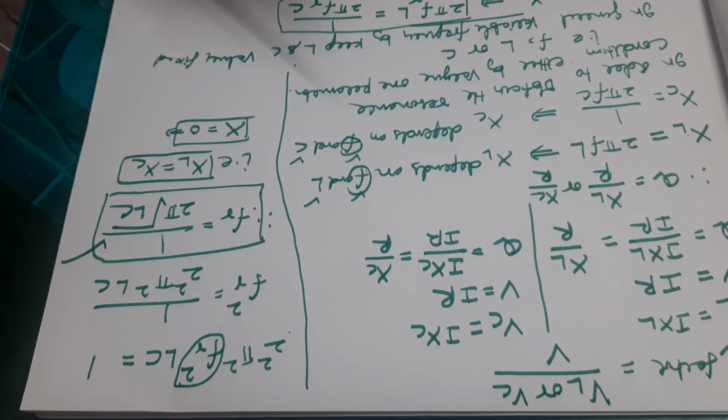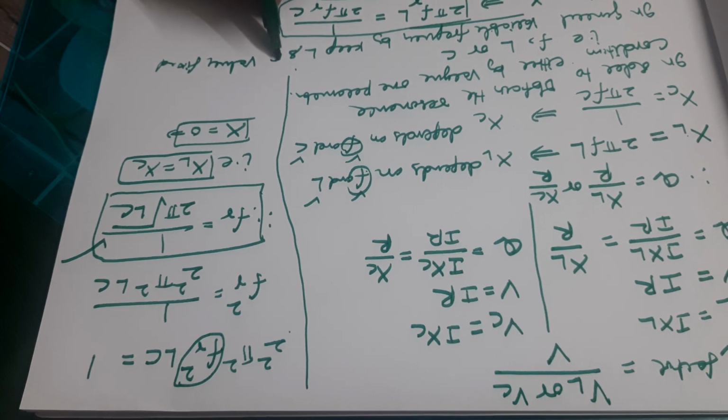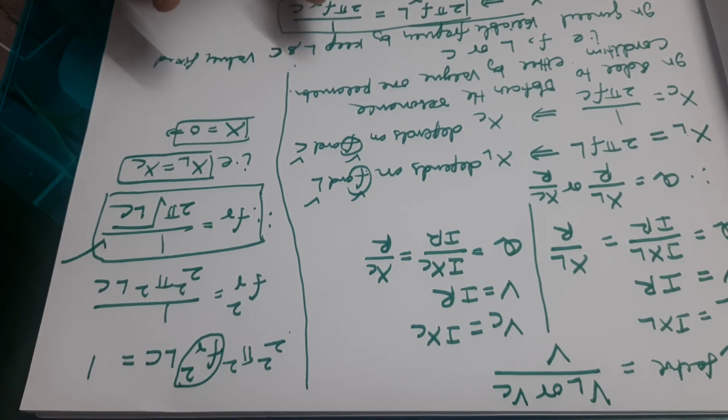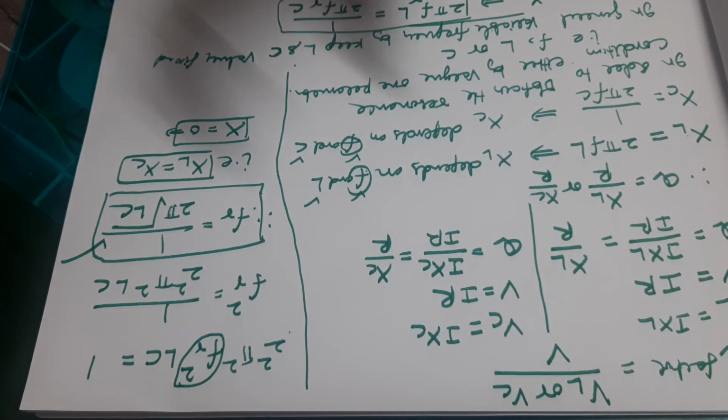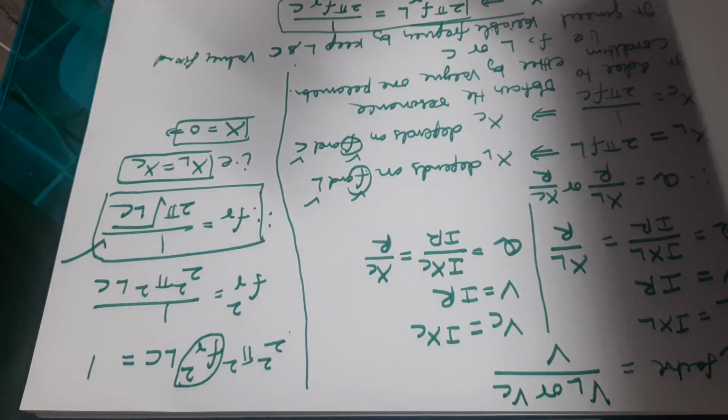Otherwise, by keeping the frequency and capacitance value fixed, L can be variable. By choosing different values of L, at a particular value of L, we can obtain the resonance condition also. Similarly, by keeping F and L values fixed, by choosing different values of C, at a particular value of C, we can obtain the resonance condition. This is a very important concept.